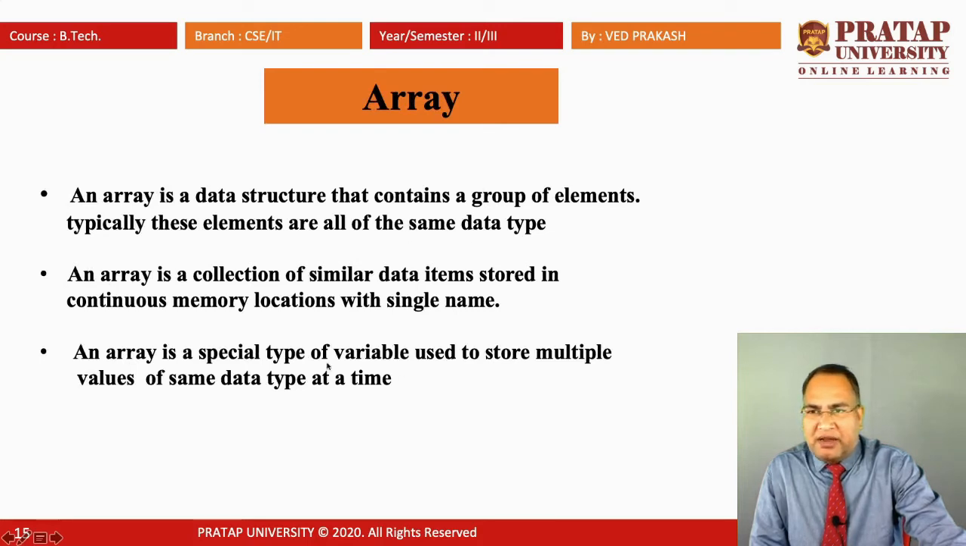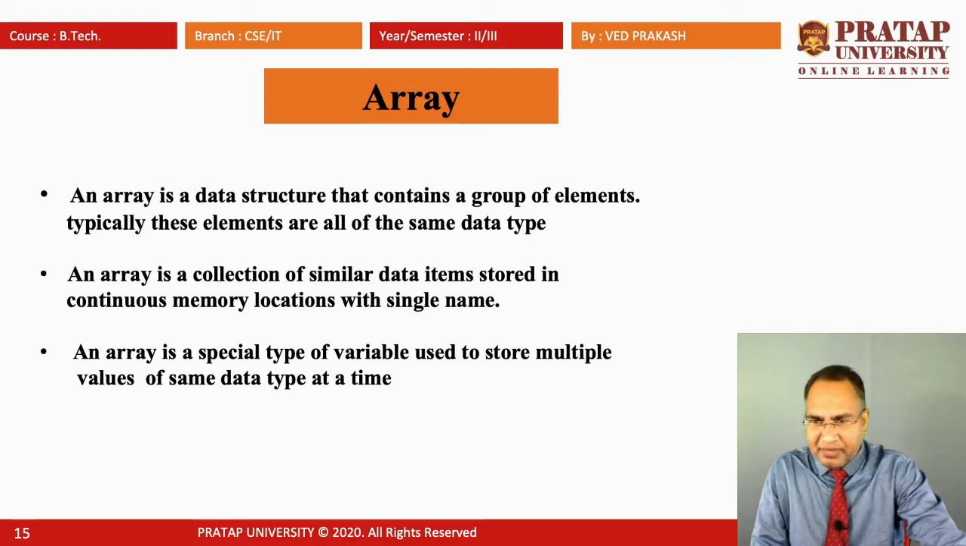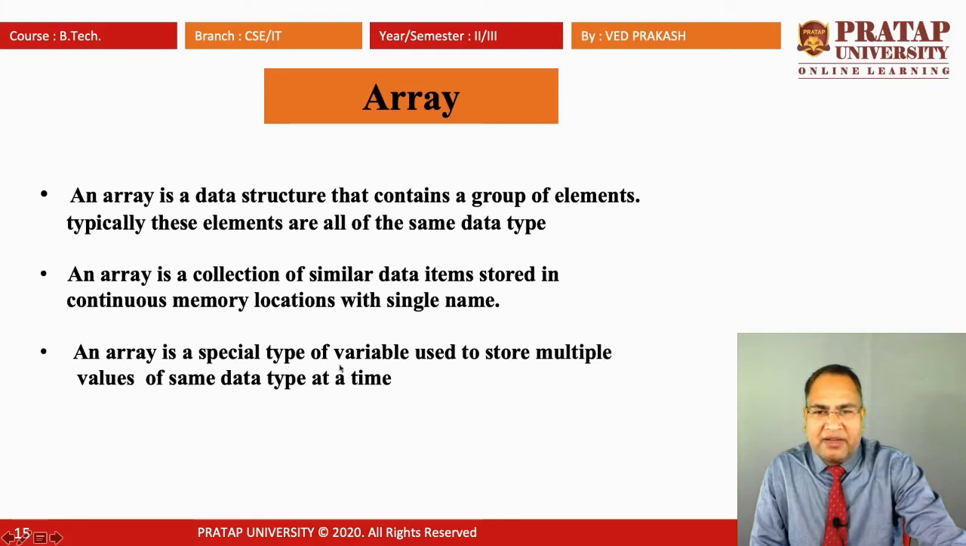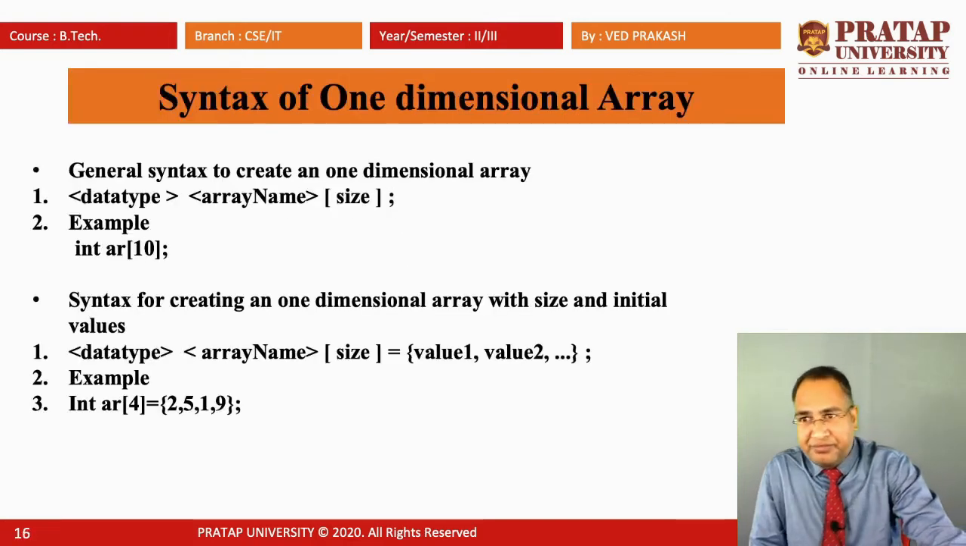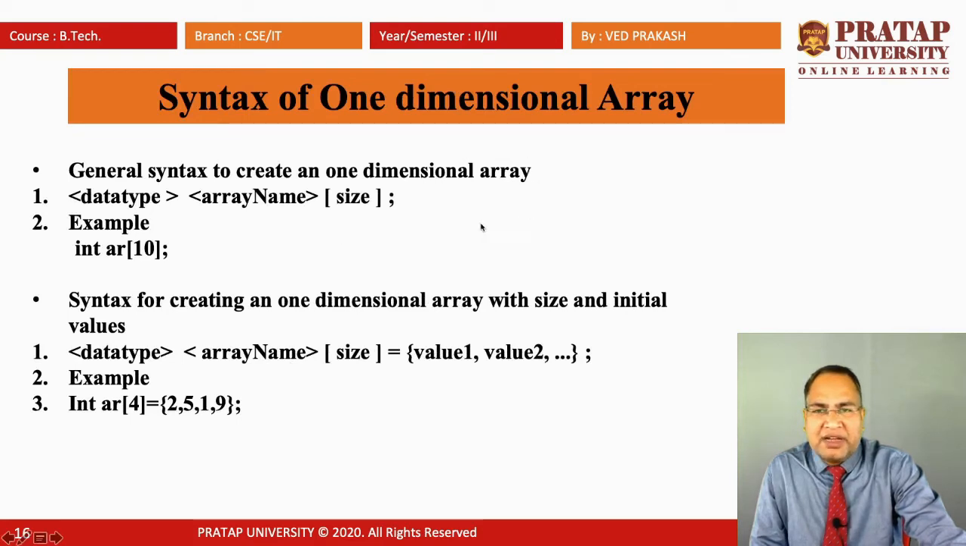Now, our next topic is array. So, what is an array? An array is basically a data structure that contains a group of elements. Typically, these elements are all of the same data type. An array is a collection of similar data types, used to store elements in continuous memory locations with a single name. An array is a special type of variable used to store multiple values of the same data type at a time. Now, here is the syntax of representing a one-dimensional array.